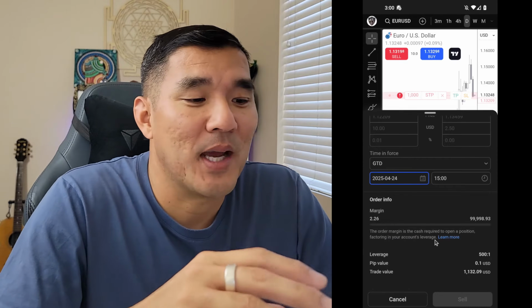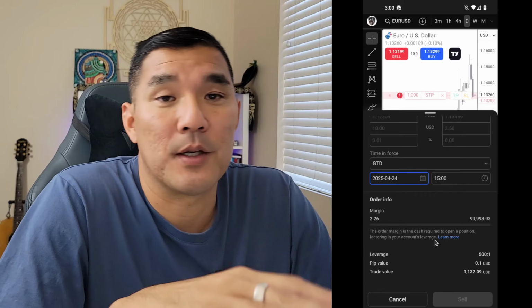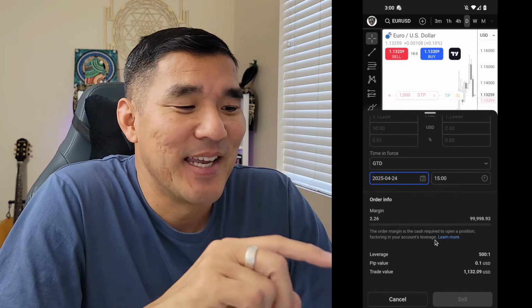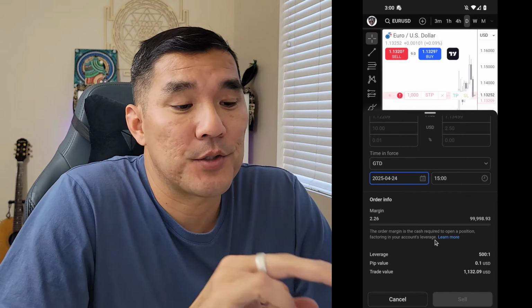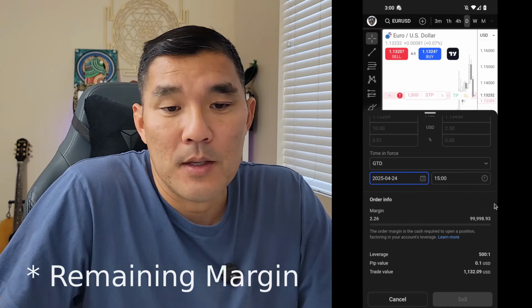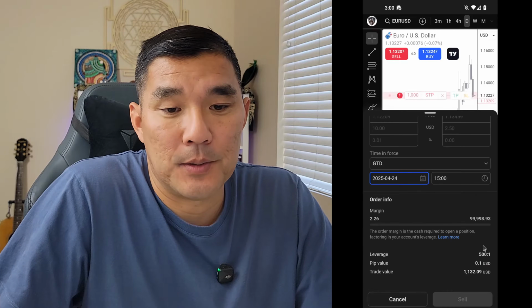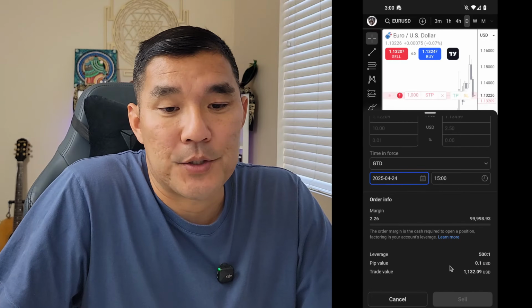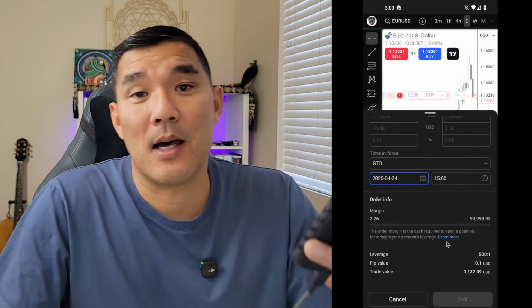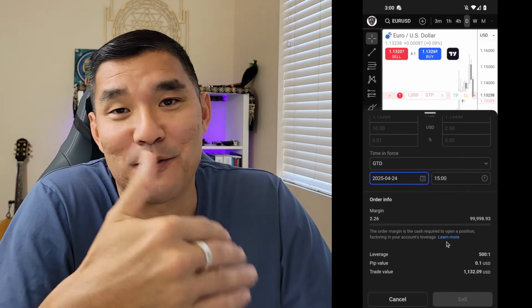And then at the bottom, you're going to have the order info. So if you're trading on margin like the Forex markets do, then it'll show you how much margin you're using on this trade. It's going to show you your account balance. It's going to show you leverage, pip value, and trade value, which is really handy because a lot of trading platforms do not give you this information.